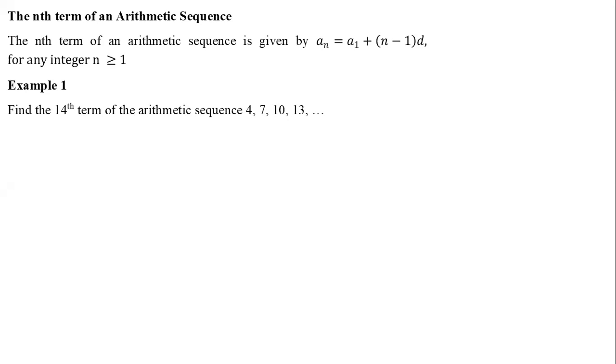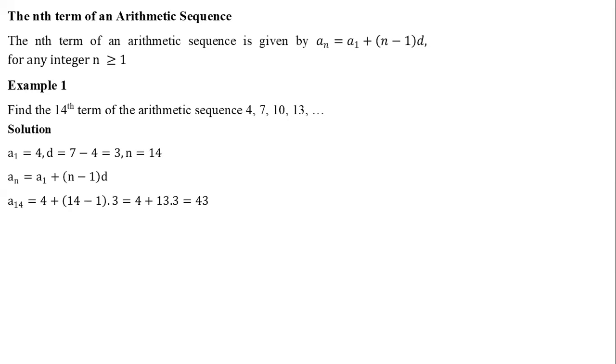A14, the 14th term will just be what? 43. Do you understand? Let's look at the solution. The first term is 4, and the common difference is what? 7 minus 4. You can decide to pick 10 minus 7, or 13 minus 10. You are still going to have the same thing. And the term number you want to get is what? It is the 14th. Then if you substitute into the formula, the answer will give you 43.